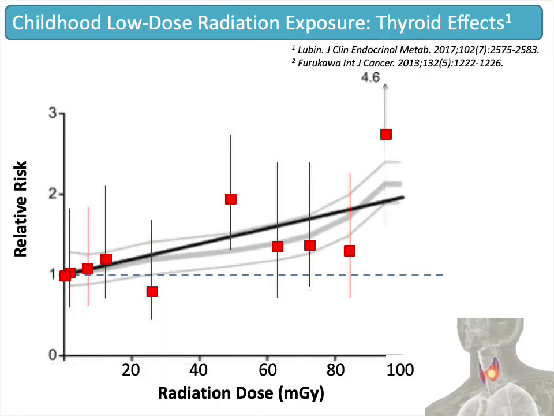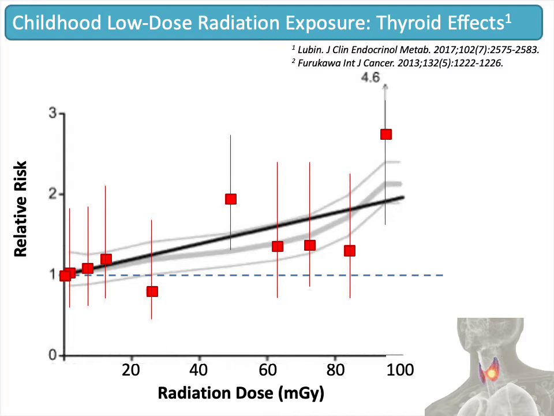This chart shows data on the relative risk from radiation exposure to the thyroid in children. A relative risk of 1 indicates that there's no increased risk above background levels. The radiation dose here is shown in units of milligray. What we see is that, again, it's unclear what's happening at these low doses. For this data point around 25 milligray, the relative risk is below 1, indicating that the risk is lower than it is without any radiation exposure at all.